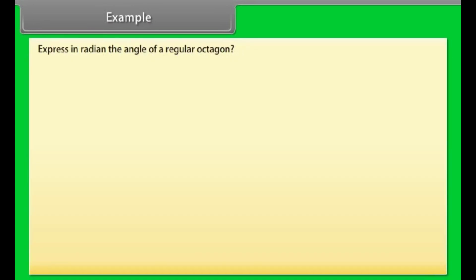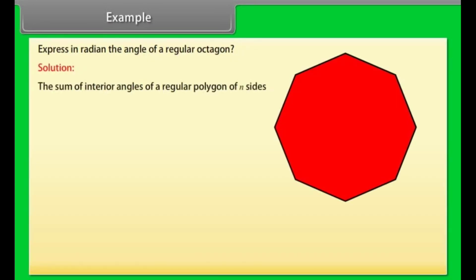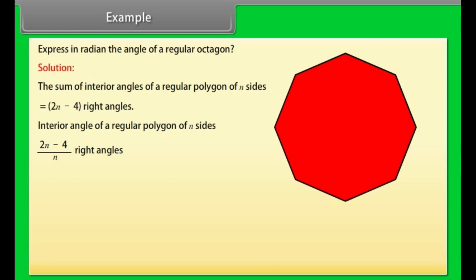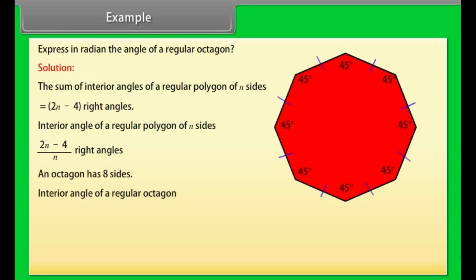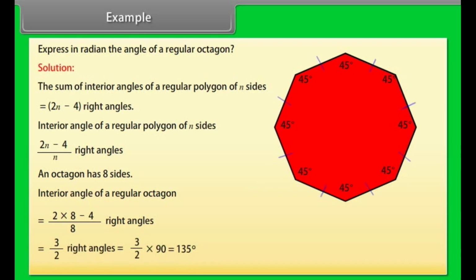Example. Express in radian the angle of a regular octagon. Solution. The sum of interior angles of a regular polygon of n sides is equal to (2n-4) right angles. Interior angle of a regular polygon of n sides is (2n-4)/n right angles. An octagon has 8 sides. Interior angle of a regular octagon is equal to (2 into 8-4) whole upon 8 right angles, 3/2 right angles, which is 3/2 into 90, equal to 135 degree.